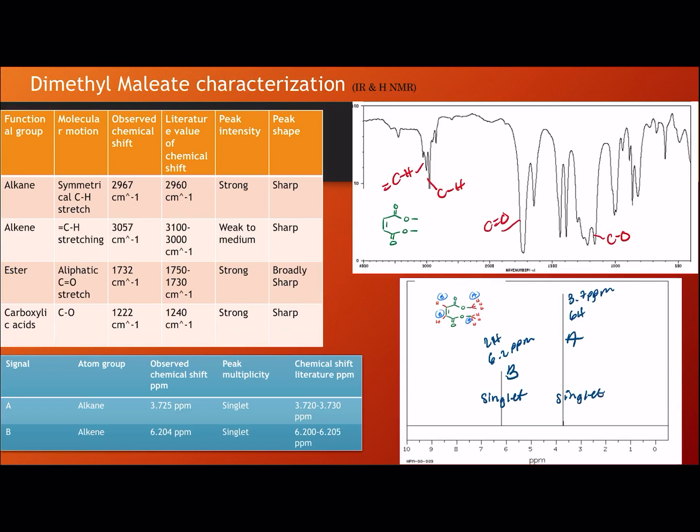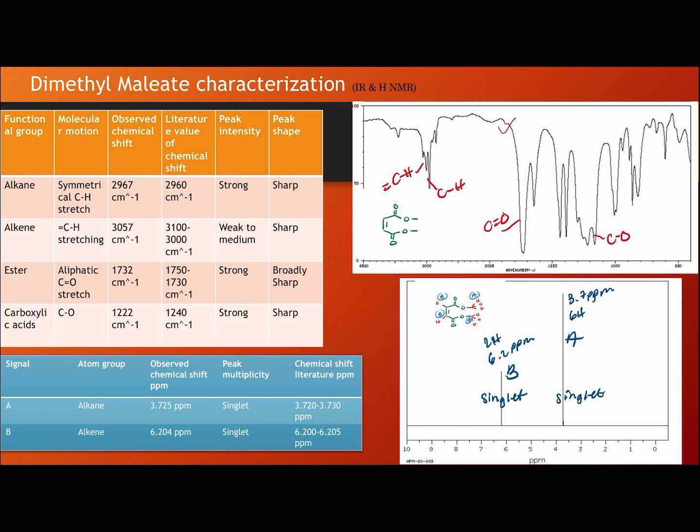Dimethyl maleate. So we are able to see the IR on the far right, the IR spec. We are able to see an alkane symmetrical CH stretch, this one being sp3 hybridized, around the 2900 region. We are able to see an alkene, a double bond CH stretch around the 3000 region, an ester around the 1700 region, and a carboxylic acid CO stretch in the 1200 region. And we're able to see this on the IR spec right here.